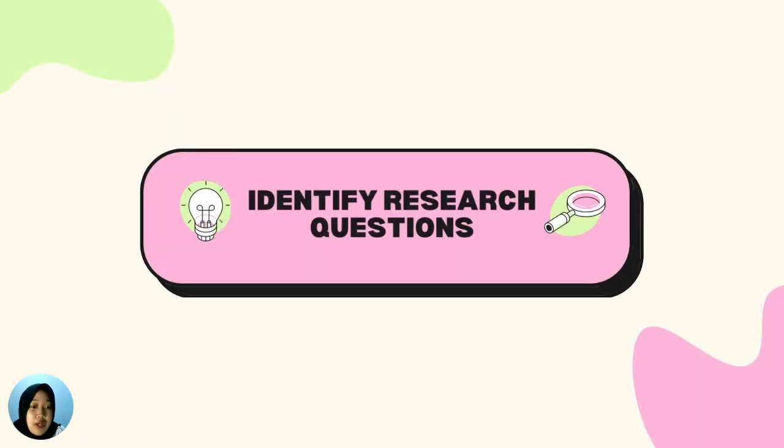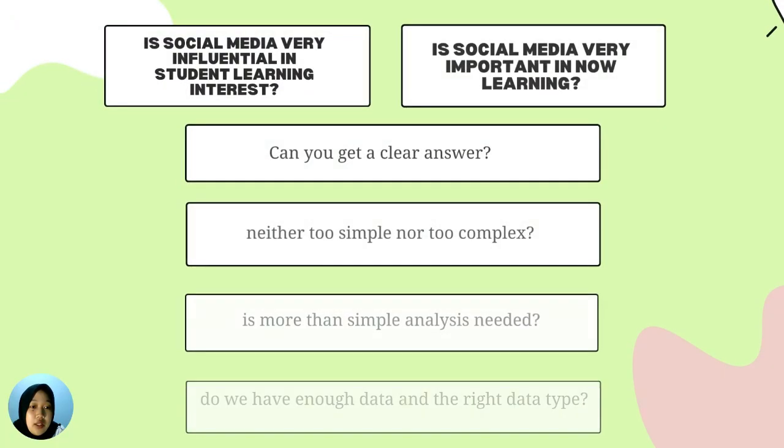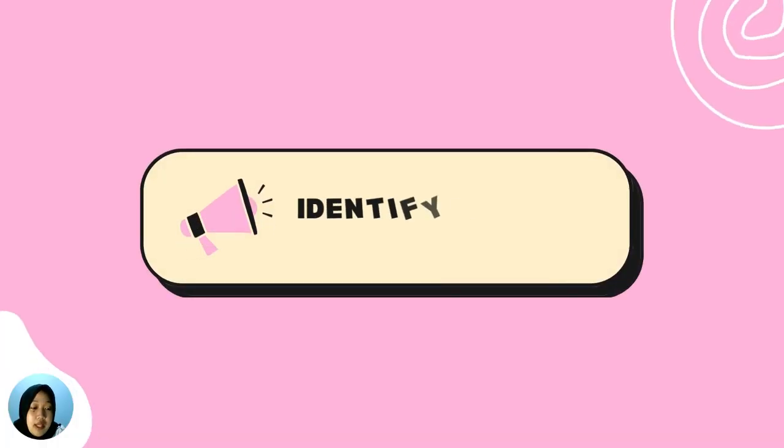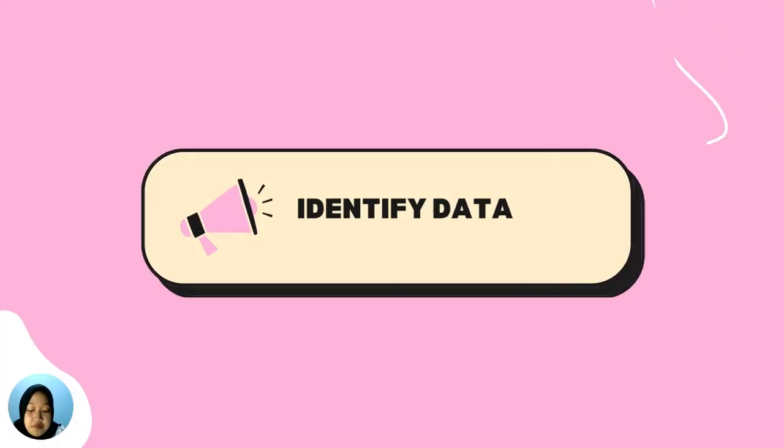First, identify the research question. Is social media very influential in student learning interests? And is social media very important in our learning? Can you get a clear answer? Yes. Neither too simple nor too complex? Yes. Is more than simple analysis needed? Yes. Do we have enough data and the right data type? Yes. And then identify data.